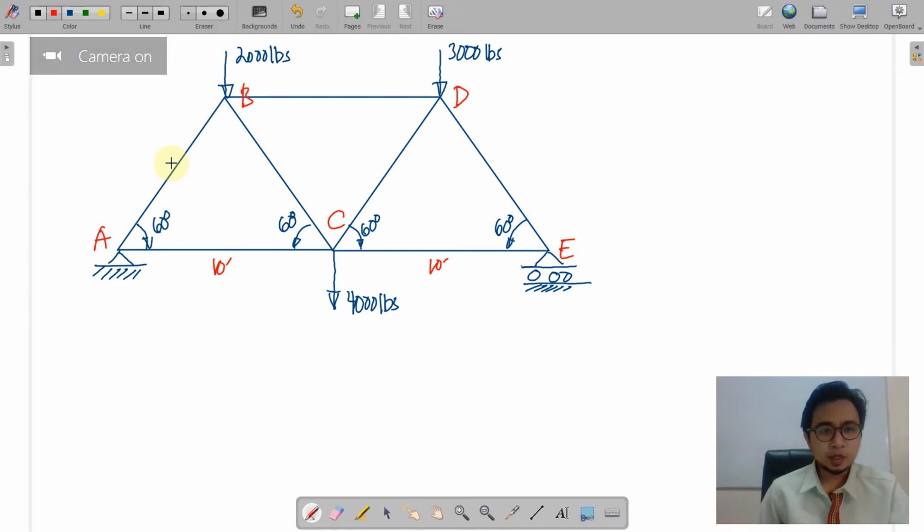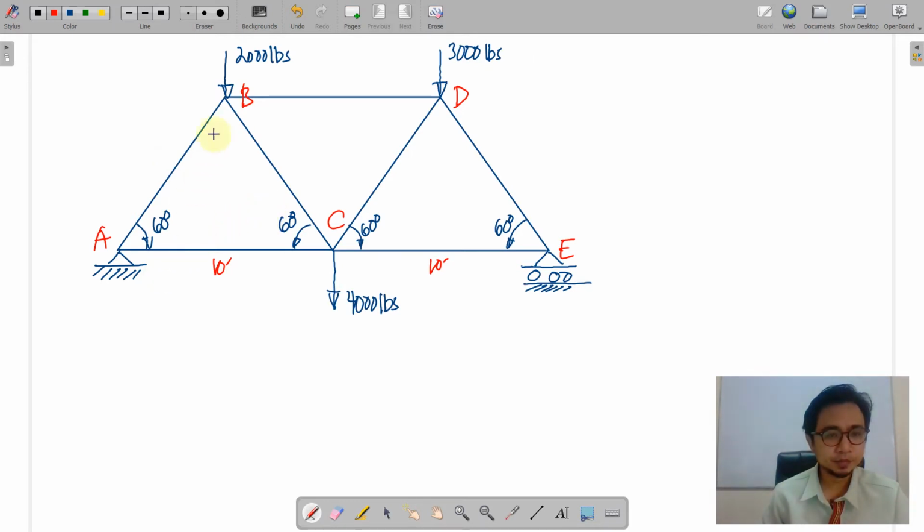Okay, welcome to our next session. So we are going to continue on our truss analysis. Last time we solved a single problem on trusses using the method of joints. So let us have another example. We have here a truss loaded as shown.